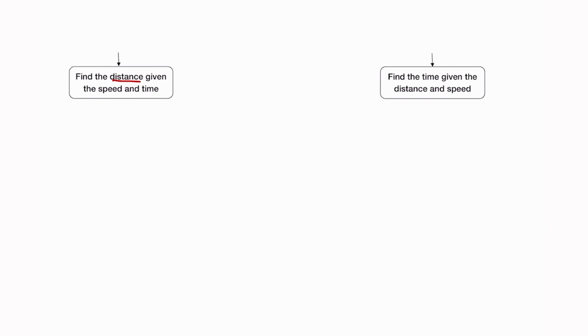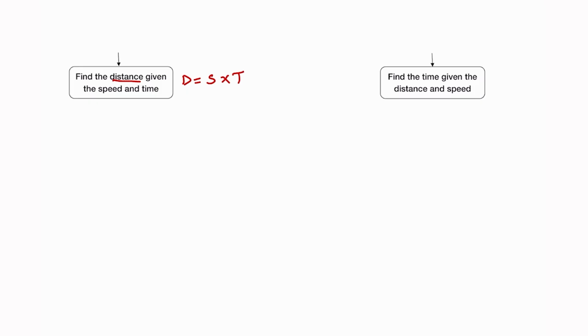Find the distance given speed and time. You know that, right? Distance is? Yes. Use that image from your brain. Distance is at the top, speed and time at the bottom, which means they're multiplying, right? So distance is speed times time.